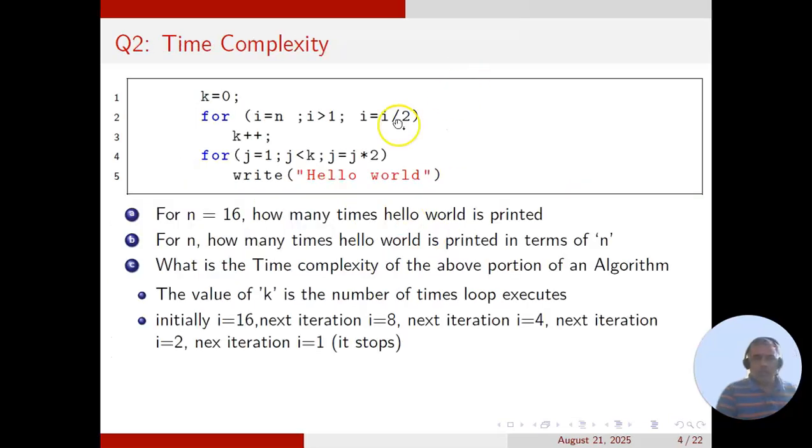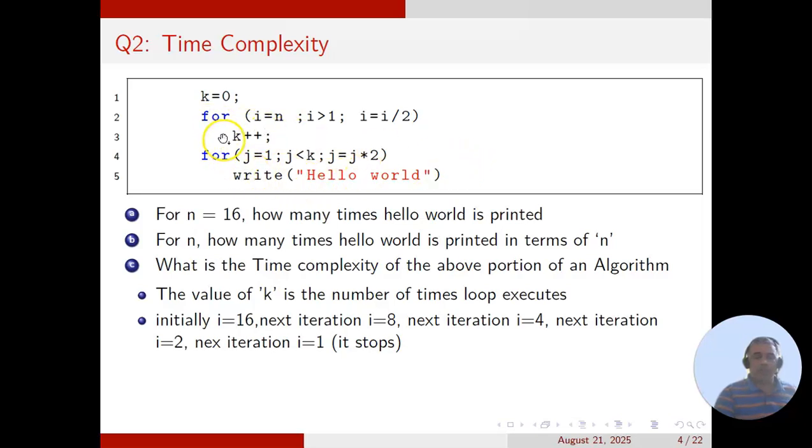This is the second question. A part of an algorithm is given, and you have to find out for a particular value of n what is the output of that algorithm, and for general n what is the output of the algorithm, and what is the time complexity of the algorithm.